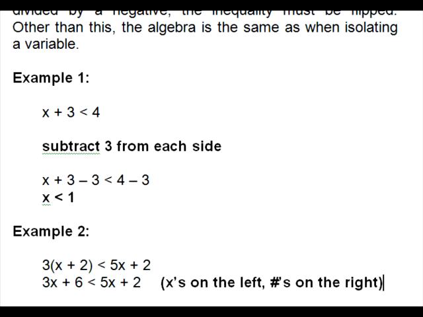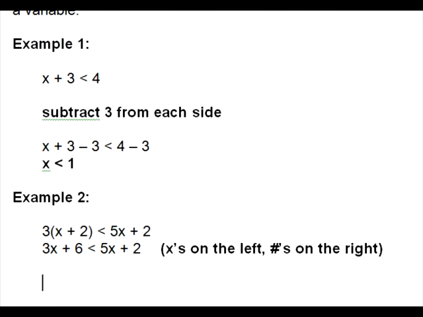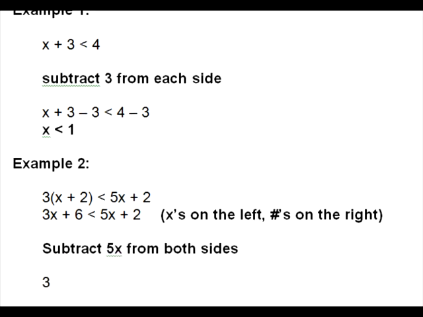So what I'm going to do is subtract 5x from both sides. That turns to 3x minus 5x plus 6 is less than 5x minus 5x plus 2. That turns to negative 2x plus 6 is less than 2. I'm going to give a second to let the power of this question sink in, and then we're going to keep going here.